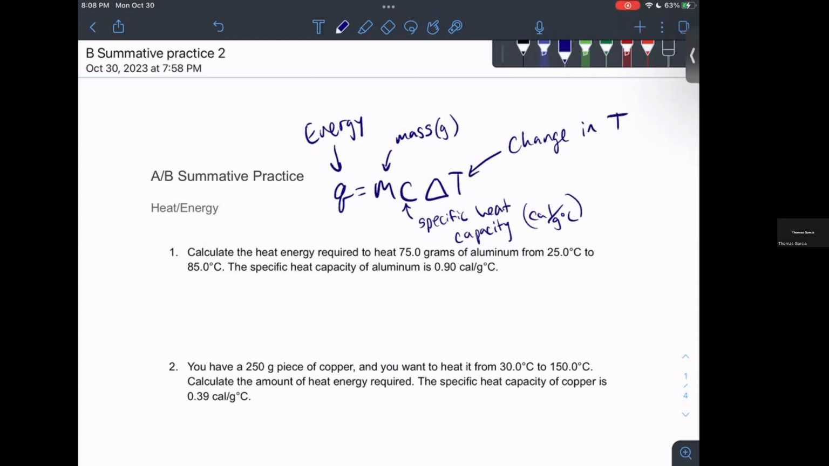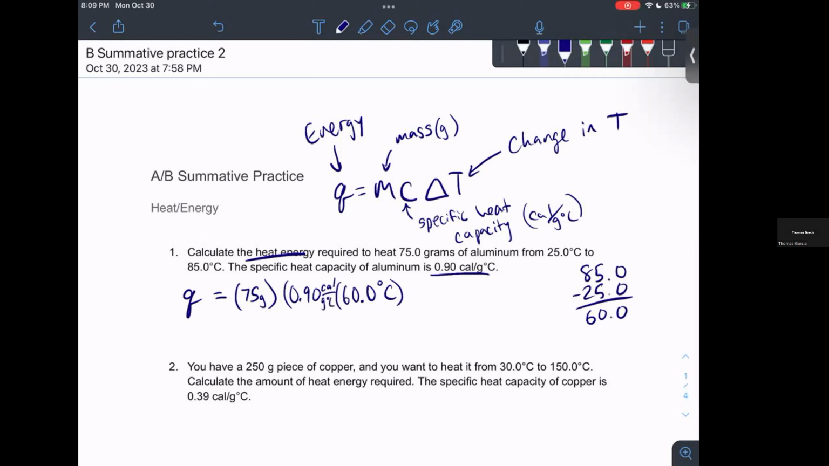Now, we've been doing most of these with water, but we can do them with literally anything as long as we have the variables. So, number one, calculate the heat. So, we want Q is equal to MC delta T required to heat 75 grams of aluminum, our mass being 75 grams, from 25 degrees Celsius to 85 degrees Celsius. So, notice the point zeros. So, 85.0 minus 25.0. That's a nice 60.0, three sig figs, 60.0 degrees Celsius. Now, aluminum is not water, so we can't just use one, but luckily we're given the C, which is 0.90 calories per gram degree Celsius. Our units cancel out, and we are left with calories.